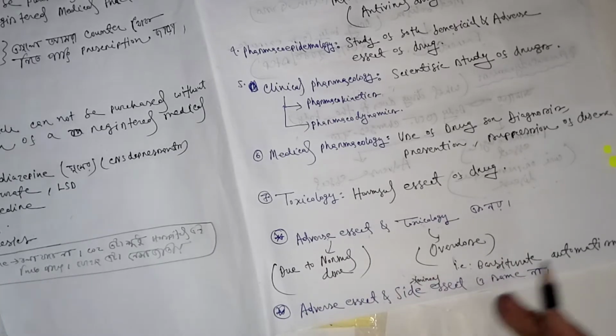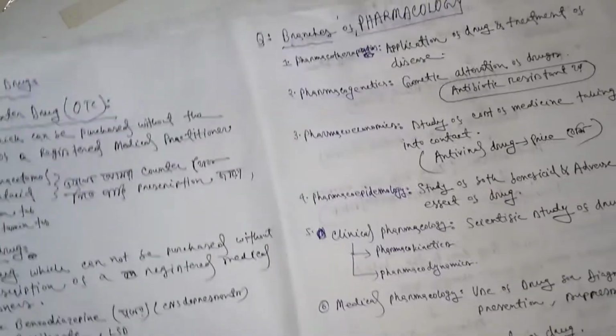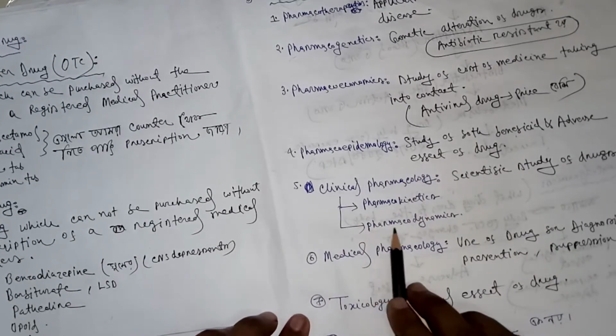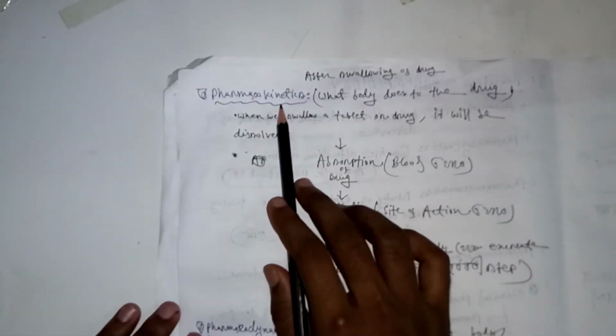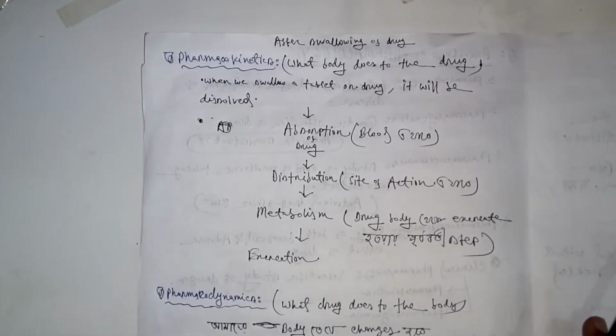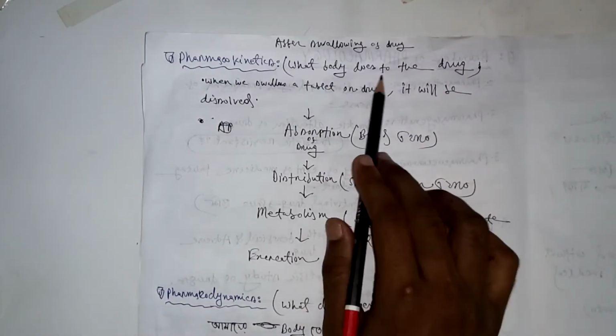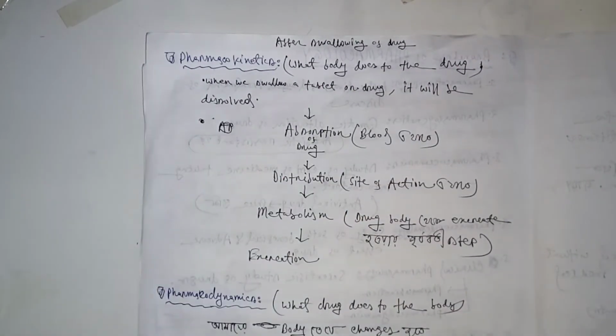So these terminologies will be discussed later in another chapter. Okay, so I would like to talk about pharmacokinetics and pharmacodynamics. So what is pharmacokinetics and what is pharmacodynamics? In short, what the body does to the drug is known as pharmacokinetics.